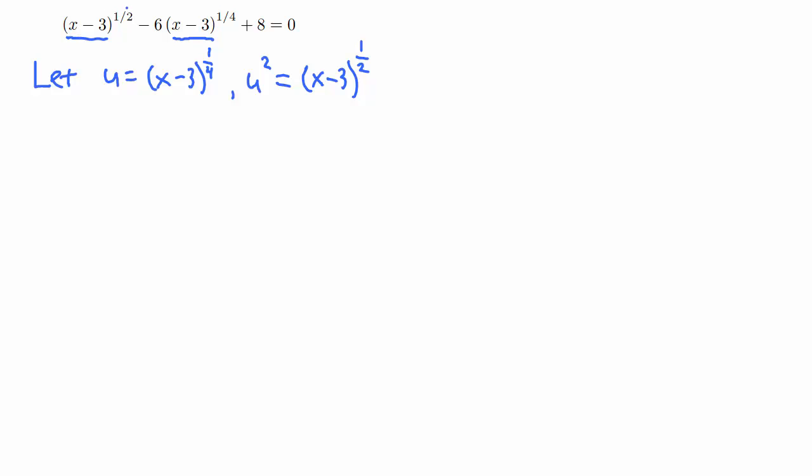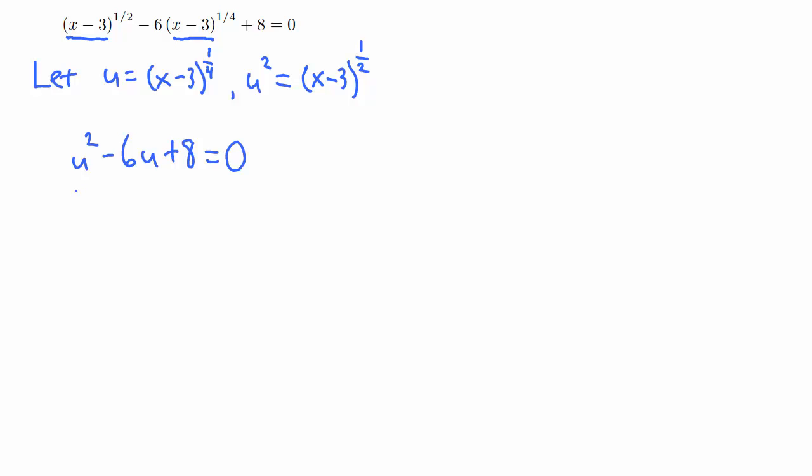Now notice that that's what we have here. So this is u squared, this is u. That gives us u squared minus 6, because we haven't done anything with the 6 yet, times u, plus 8 is equal to 0. Wonderful. Now all we have is a quadratic equation, and you can solve it any way you want. You can use completing the square, quadratic formula, or factoring.